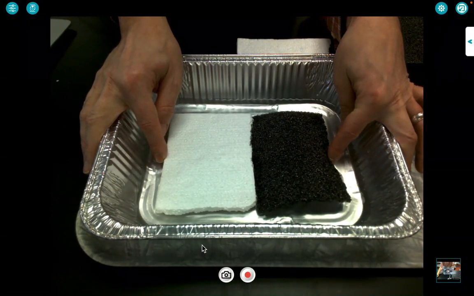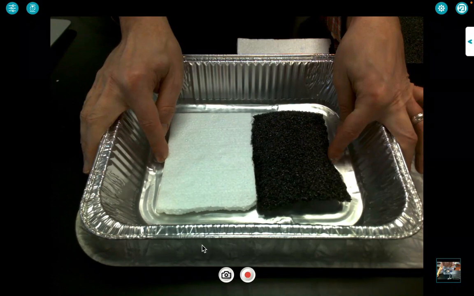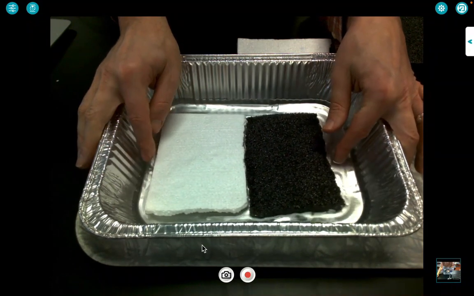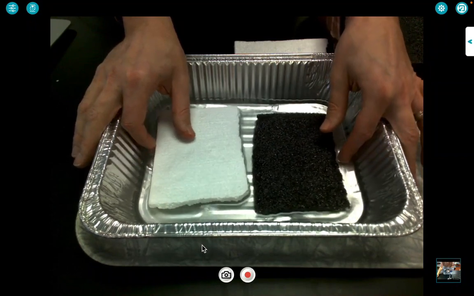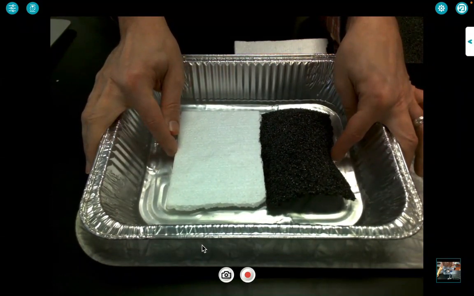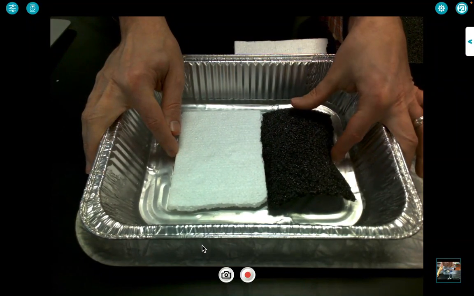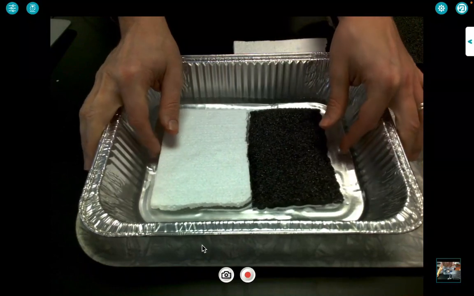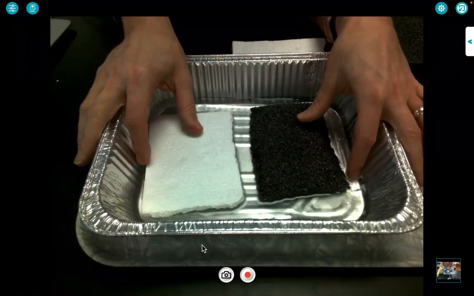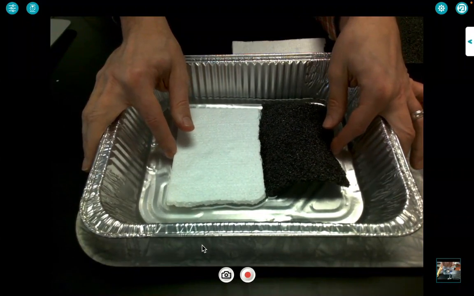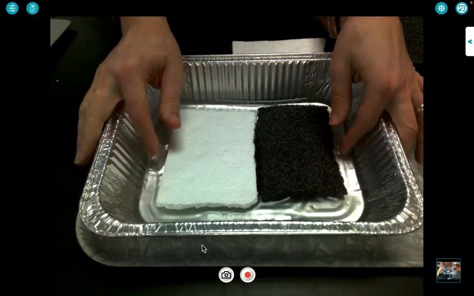Okay, you can see the foam is kind of bending. It's actually rising up here in the middle, and it's kind of bending. Try it again. Again, it's kind of rising up there. So right over here, you can kind of see it's going up right there. Try it again. Same thing again.